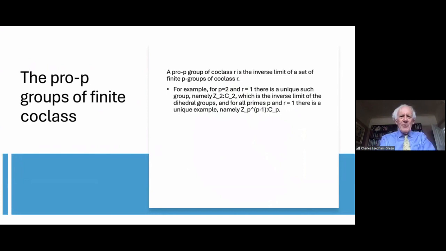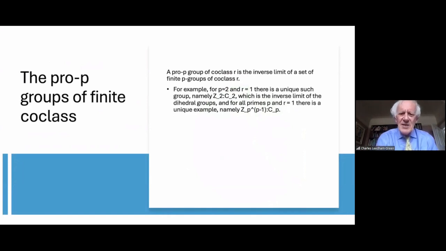A pro-p group of co-class r just means the inverse limit of finite p-groups of co-class r. For example, if p is 2 and r equals 1, you want a pro-2 group of co-class 1. There's only one. You just take the 2-adic integers and extend it by a cyclic group of order 2, split extension, it's multiplication by -1, and there you are. That is the only pro-2 group of co-class 1.